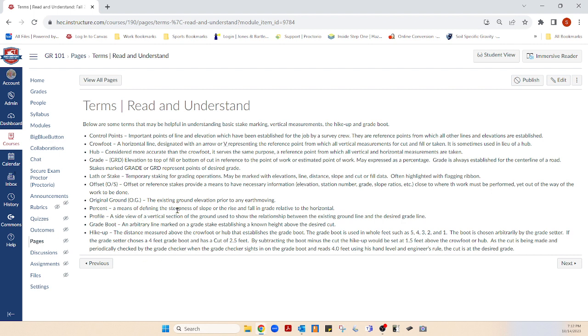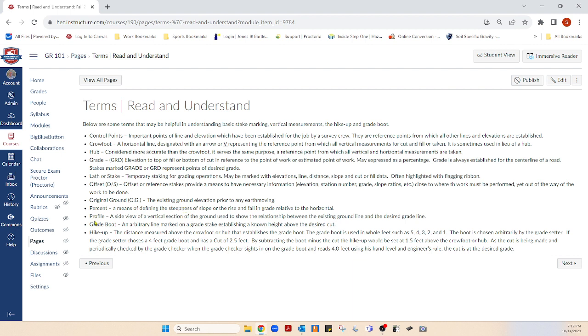Percent is a means of defining the steepness of a slope or the rise and fall in grade relative to the horizontal. In other words, the horizontal is just like the horizon that's level horizontally. Now, if we have a gravity flow, let's say coming from a house, usually your drain line from your sink and all that comes together in a bigger pipe underneath or in the slab, and it's laid in there at a slope, maybe 1%, so if it was 100 foot long and it was falling at 1%, when it got to the other end, it'd be a foot lower. So we'll learn how to calculate those kinds of things.